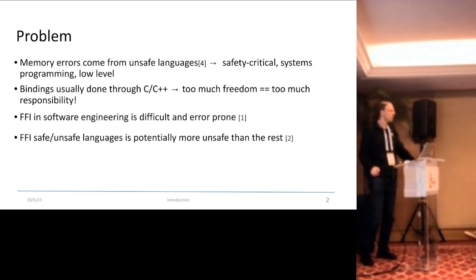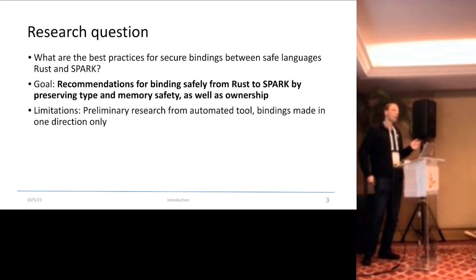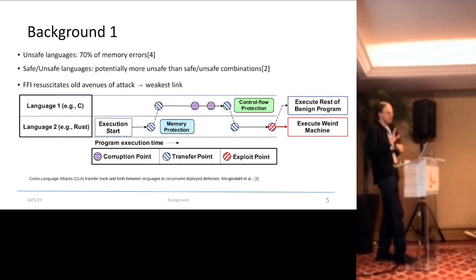So the interface through which we do this is called Foreign Function Interface, FFI, and you have to know a lot of conventions and rules to write the code in the right way. So our question was, how can we derive a set of best practices between the two languages, Rust and Spark, which are safe, but the combination is not safe if you're not careful? And so we applied this to a real library and also to a number of small experiments and derived a set of recommendations. It's not yet an automated tool, but maybe in the future it might become one.